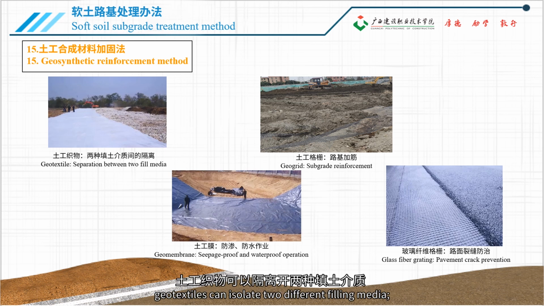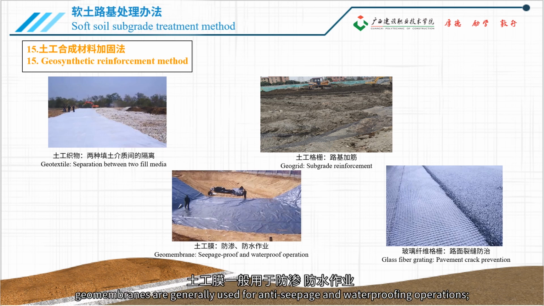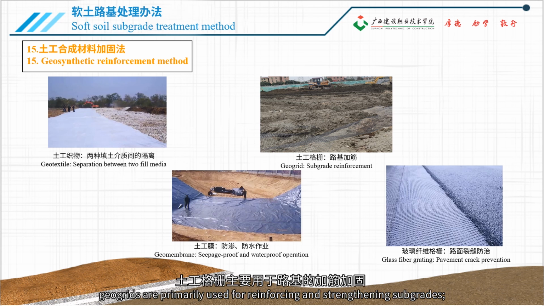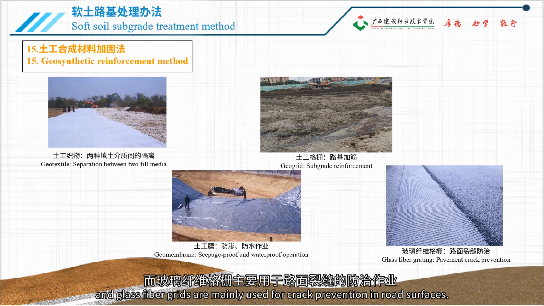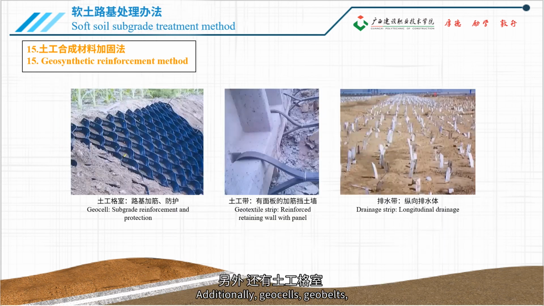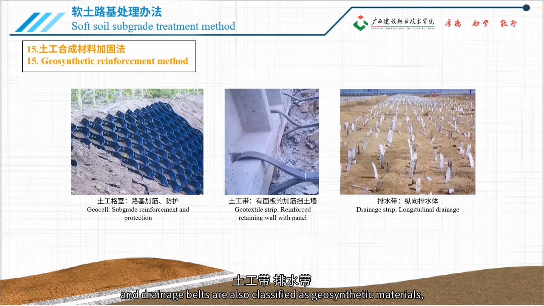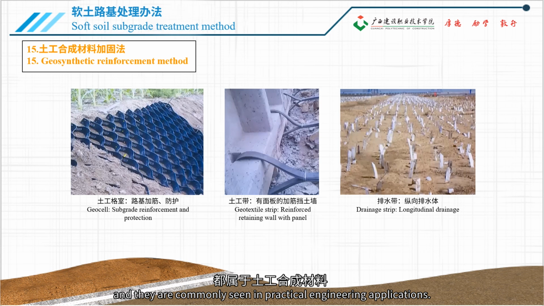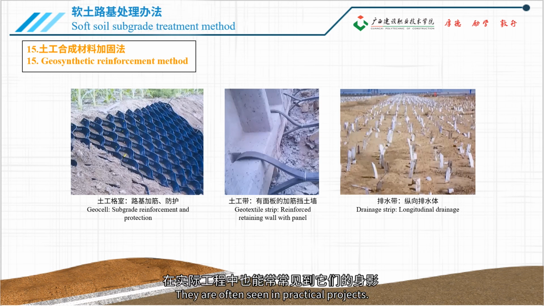Geotextiles can isolate 2 different filling media. Geomembranes are generally used for anti-seepage and waterproofing operations. Geogrids are primarily used for reinforcing and strengthening subgrades, and glass fiber grids are mainly used for crack prevention in road surfaces. Additionally, geocells, geobelts, and drainage belts are also classified as geosynthetic materials, and they are often seen in practical engineering applications.